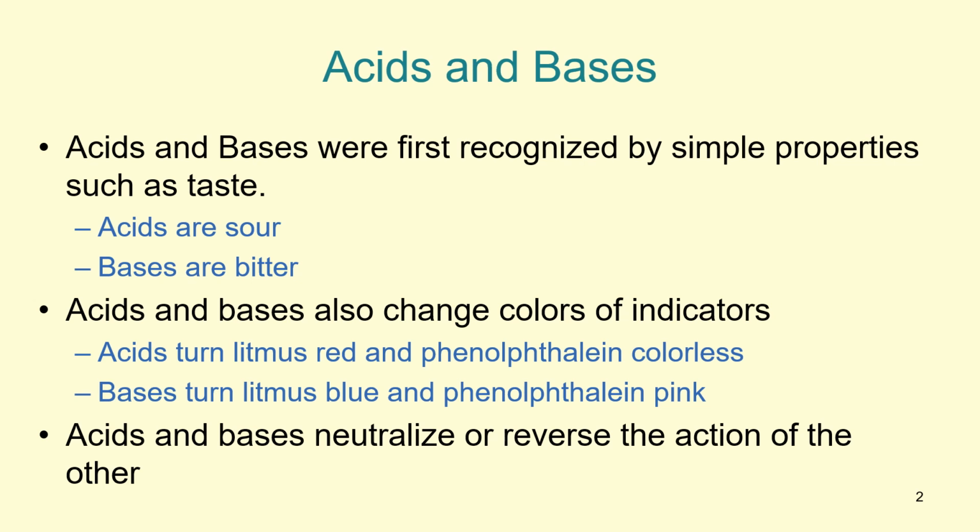We also know that acids and bases change colors with indicators. Indicators are large molecules that, whether they have the hydrogen, well, we'll talk about it more, can change colors depending on if they're in an acid or a base. For example, phenolphthalein is colorless in an acid but turns pink in a base, and litmus turns blue in a base and turns red in an acid. And another thing about acids and bases is that they neutralize each other.